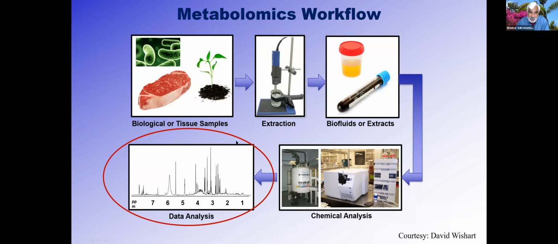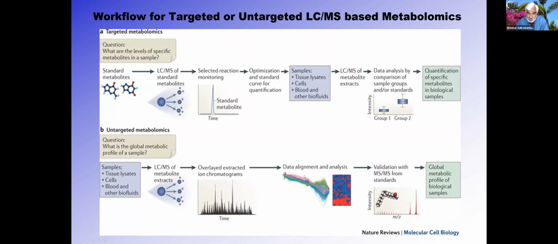In a metabolomics experiment, you start with a biological tissue or sample, you do extraction of the lipids, and then you take the extraction of the cellular material or extracellular material, and you get biofluids or extracts, which you process through chemical analysis. I'm going to assume that you're looking at mass spectrometric analysis of this sample. The data will come out in the form of a spectrum, and it'll be something like this. And then you're going to process this data to make meaningful sense out of it.